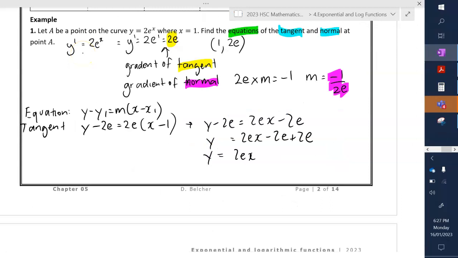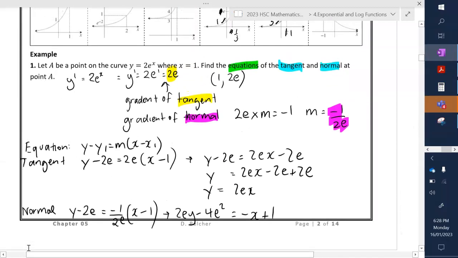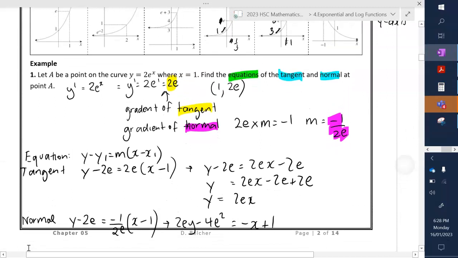Similarly, we can find our equation of the normal using the same formula. y minus y1 is equal to m, and the m is going to change. That was y minus 2e equals minus 1 over 2e, times x minus 1. We can neaten that one up a little bit. In doing so, I might just times both sides by 2e. So I'm going to get 2ey minus 4e squared equal to minus x plus 1. We can lay that in any form that we like, and I might just leave mine like that. We could rearrange it, neaten it up, get x on one side, y on the other, but I'm going to leave it just like that. That is giving us enough information to work through 5A.